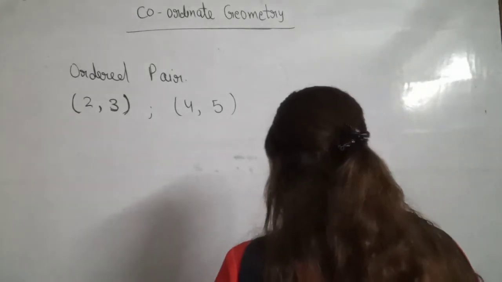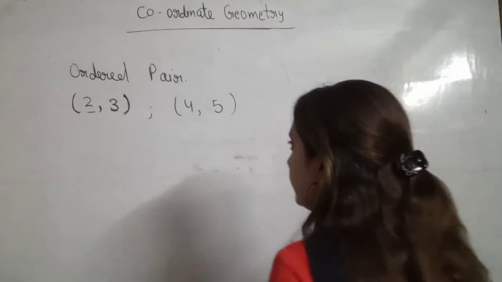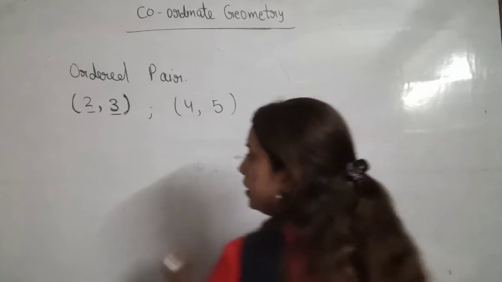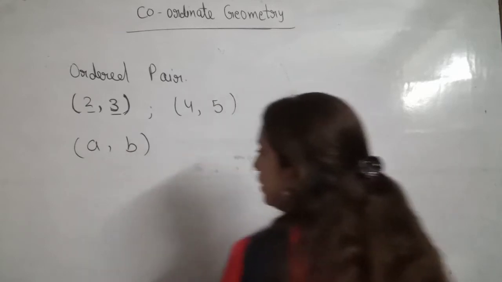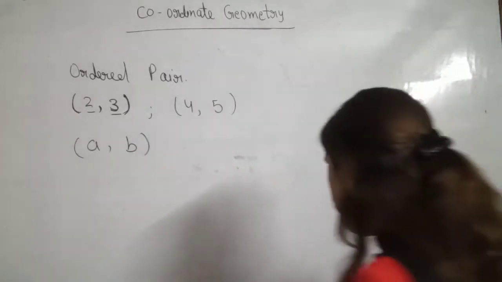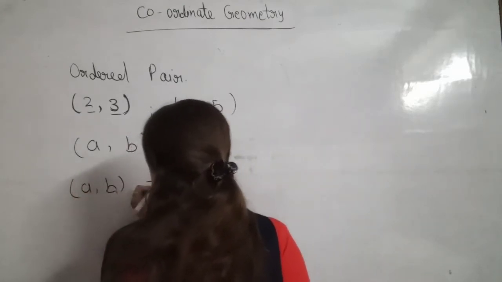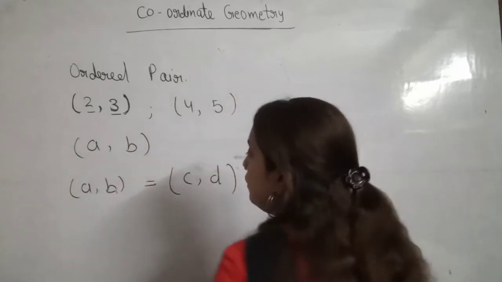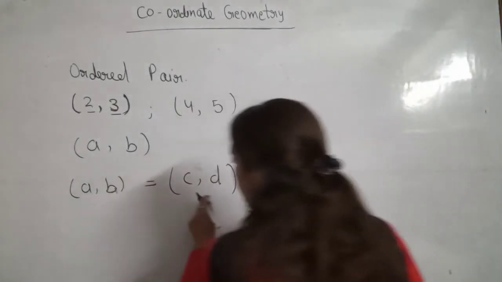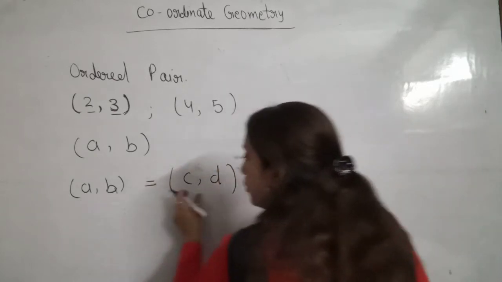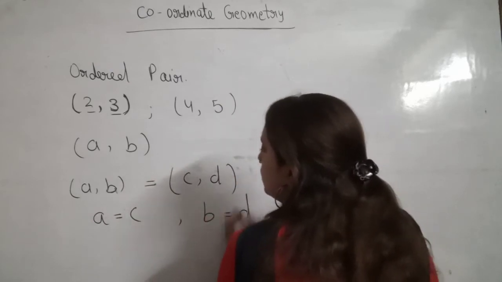In an ordered pair, the first number is called the first component and the second number is called the second component. Suppose we are having (A, B). So A is the first component and B is its second component. If two ordered pairs are equal, suppose (A, B) is equal to (C, D), then their corresponding components will be equal. It means A is equal to C and B is equal to D.